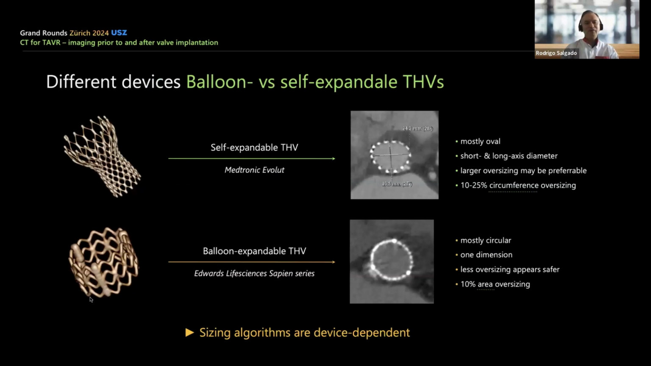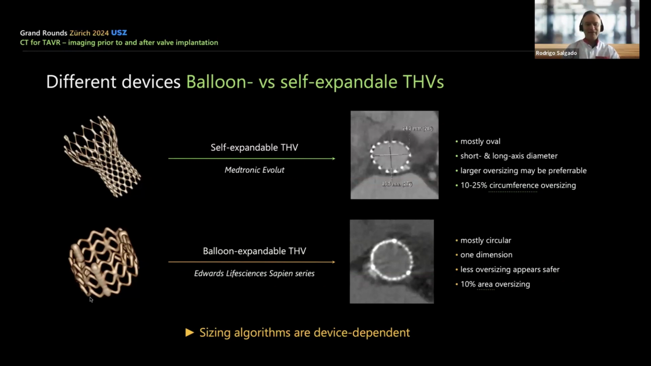Now, what you also have to realize is that there is a difference between self-expandable and balloon expandable valves. The self-expandable valve will expand until it encounters a resistance. So after deployment, it will assume the same oval shape at the level of the aortic annulus as the annulus itself. The balloon expandable valve will use the radial force of the balloon to force its circular design on the aortic annulus. So at the end, we will also have a circular deployment.